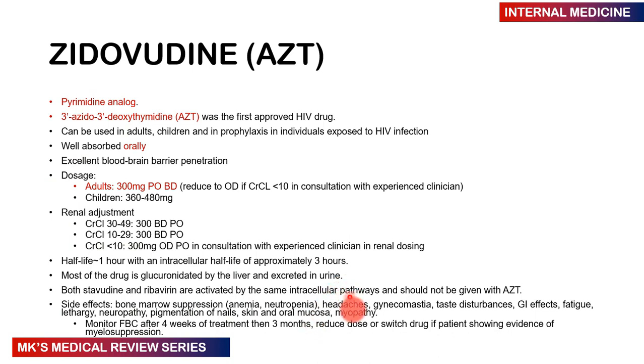So in all these patients, you have to monitor and do a full blood count 4 weeks after you start the treatment, and then after that go 3 monthly. Then of course reduce the dose or switch it if the patient is showing some evidence of myelosuppression.